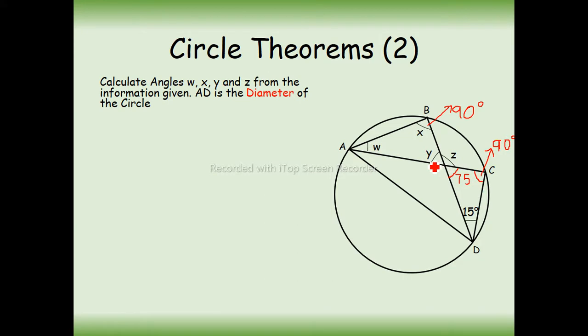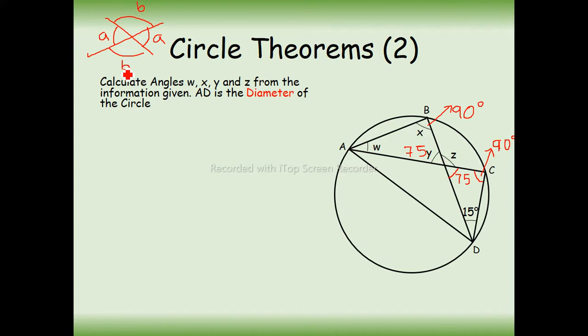So if this is 75, this is 75, because vertically opposite angles are equal. And remember when we said with vertically opposite angles, stuff like this. So if this is A, this must also be A. And if this is B, this must also be B. Vertically opposite angles are equal.